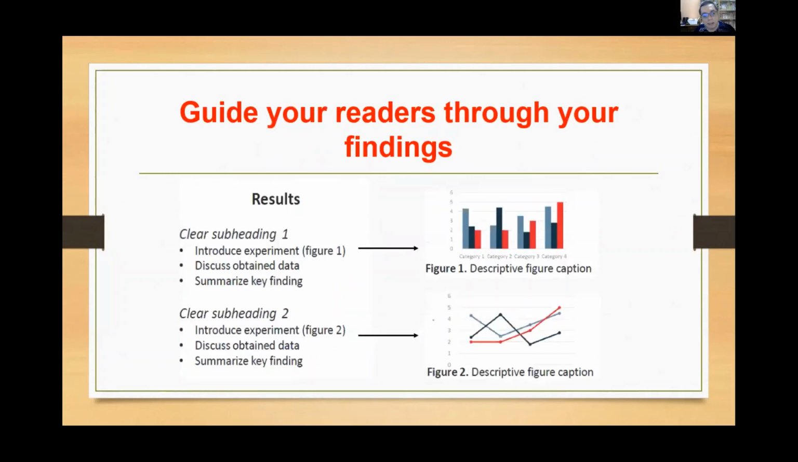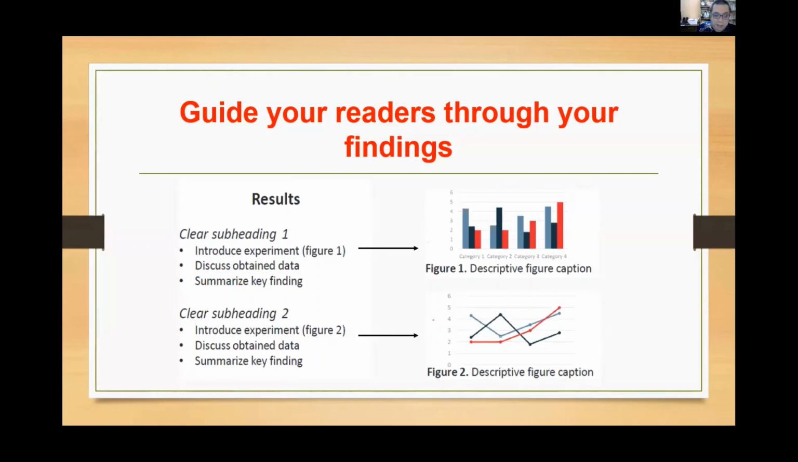So guide the reader through the findings. In the results, under subheading 1, you introduce the experiment. You have, say, figure 1, so what is figure 1 about? Describe the data you obtain, your profile, what the indication of the data is, and summarize the key finding. You should not just present your data, like saying category 1 is higher than category 2 or whatever.